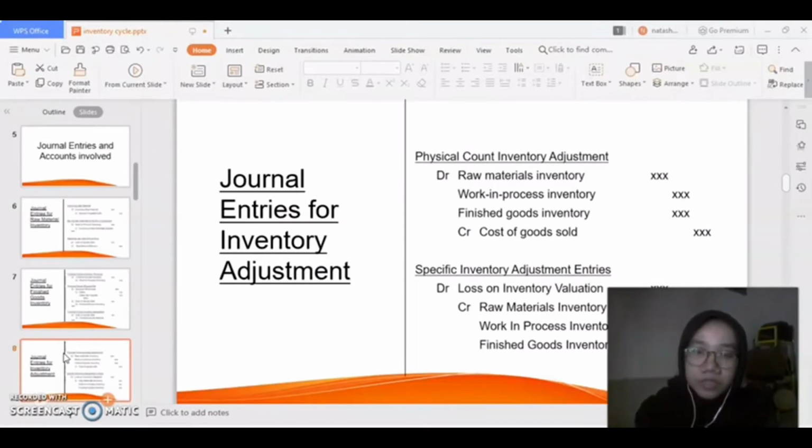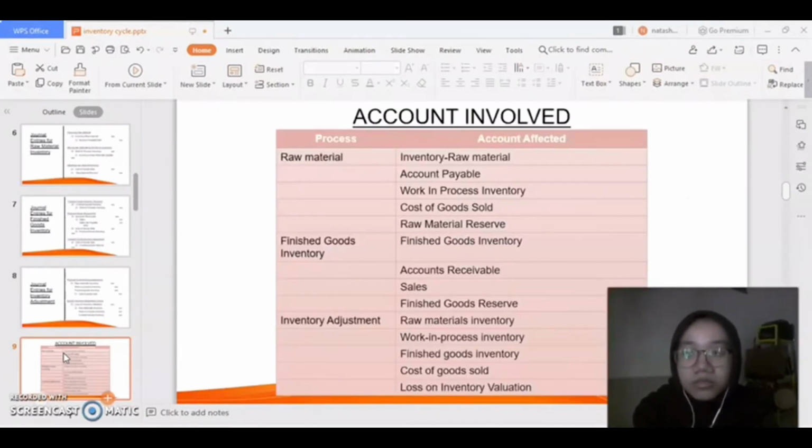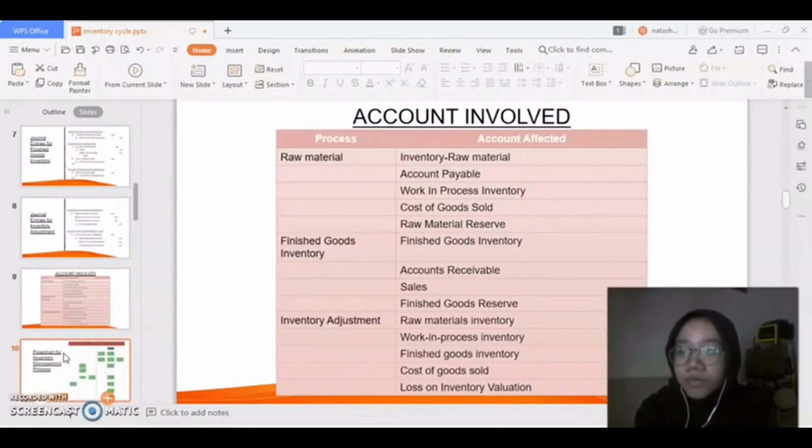For physical count inventory adjustment, we debit raw material inventory, work in process inventory, finished goods inventory, and credit cost of goods sold. For the specific inventory adjustment entry, we debit loss on inventory valuations, and credit raw material inventory, work in process inventory, and finished goods inventory. So these are all the accounts involved.